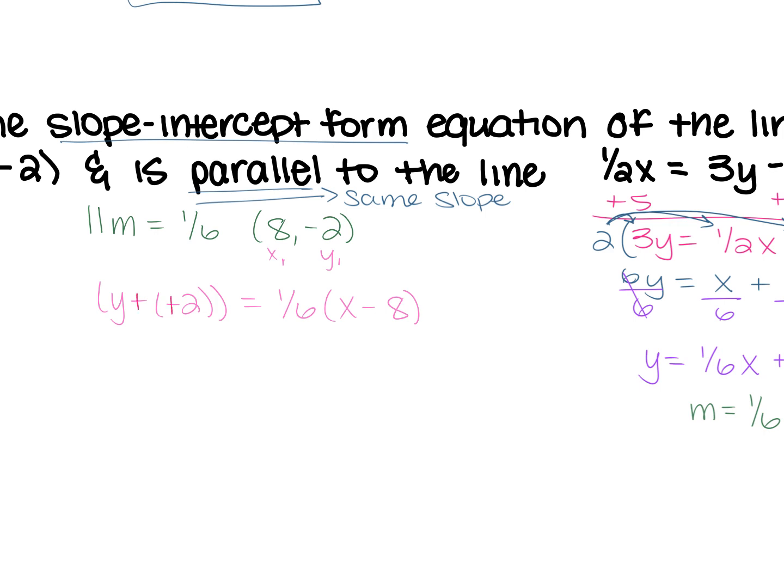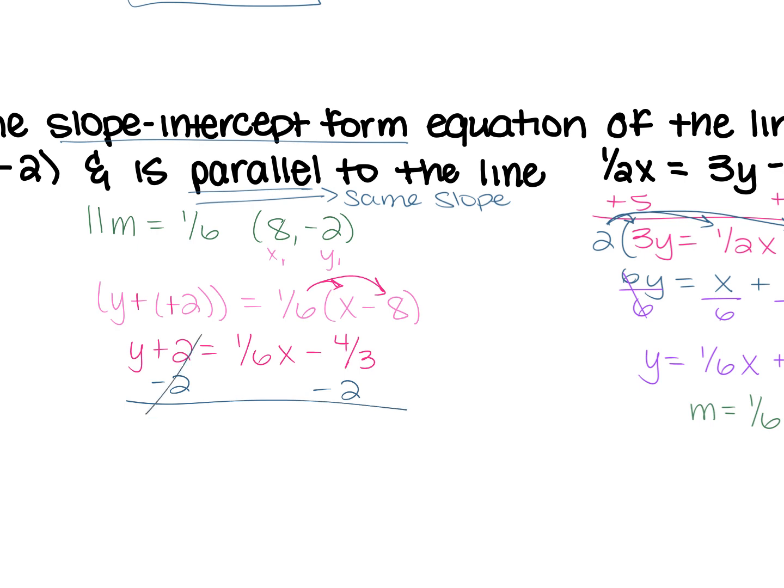Those double negatives are going to turn positive to give us y plus 2. That 1/6 gets distributed into the x minus 8 to give us 1 over 6 times x minus 8 over 6, which is 4 over 3. From here, I have to move the 2 over. So I'm going to subtract it from both sides.